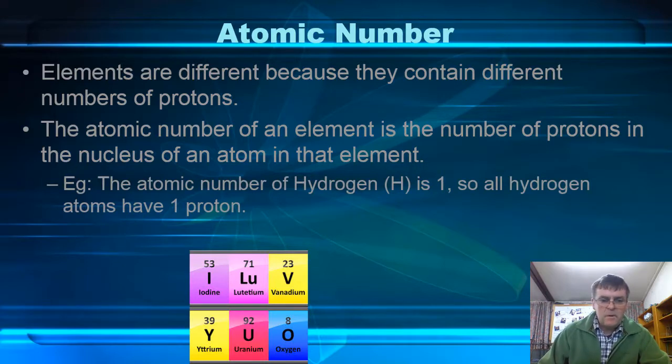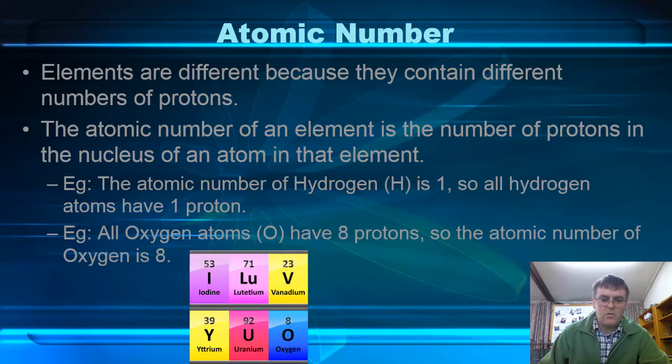The atomic number of hydrogen is 1, so all hydrogen atoms have 1 proton. As we just pointed out, each element has its own atomic number, therefore its own number of protons. As I said, oxygen has 8 as its atomic number, so it has 8 protons.